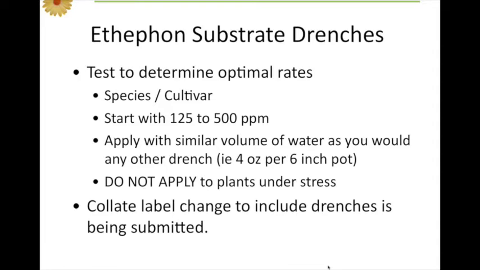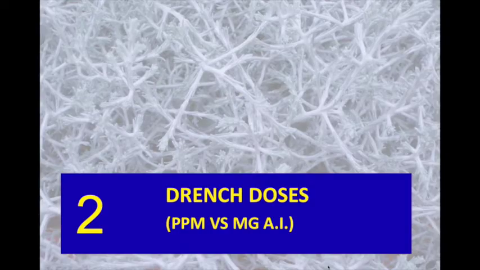So once it's labeled, you're going to have to do some tests to look at optimal rates. There is a lot more variation as far as the response is concerned based on species and cultivar. Apply a similar amount of water, i.e., on a 6-inch pot, it's very common on a drench to add 4 fluid ounces. You need to follow that. No stress, and the label hopefully will be out fairly soon, so you can use this with your operation.